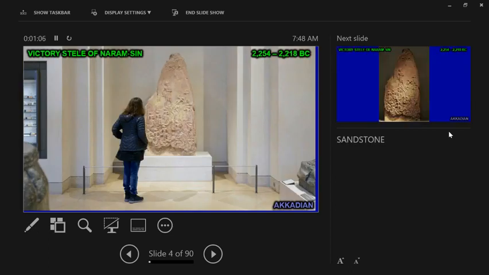All right, we're going to look at the victory stele of Naram-Sin. Mr. Locke, can you get the chairs that are next to you? Thank you.